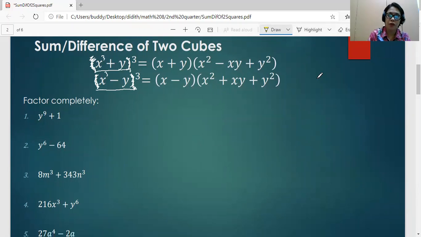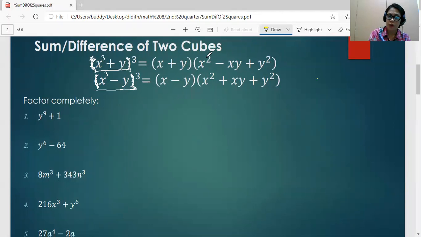Now, there are two factors in the sum or difference of two cubes. The first factor is a binomial factor such that both terms are the cube roots of the given two terms. Like the cube root of x cubed is x, while the cube root of y cubed is y. So we copy the operation of the given binomial. So this would be the sum.